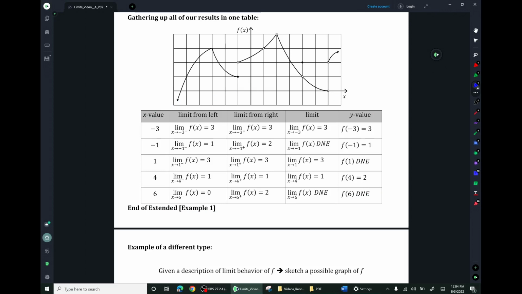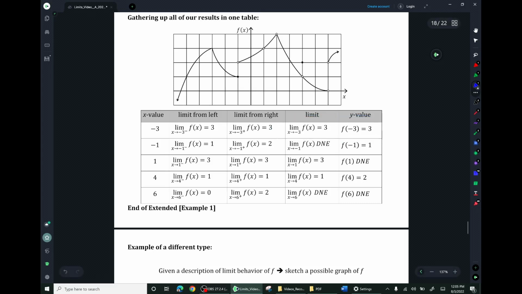The y value, remember, refers to the behavior of the graph at a particular x value, whereas the limit refers to a trend in the graph as x gets closer and closer to some x value, but not equal to that x value. So we've seen examples where the limit does not exist, but the y value does exist. We've seen examples where the limit does exist, but the y value does not exist. We've seen examples where the limit and the y value both exist, but they have different values. And we've seen an example where the limit exists and the y value exists and they have the same value.